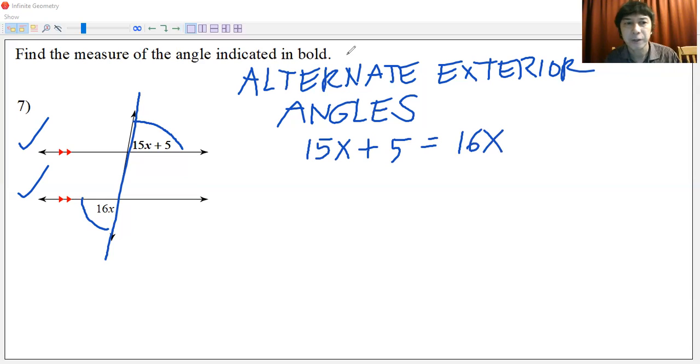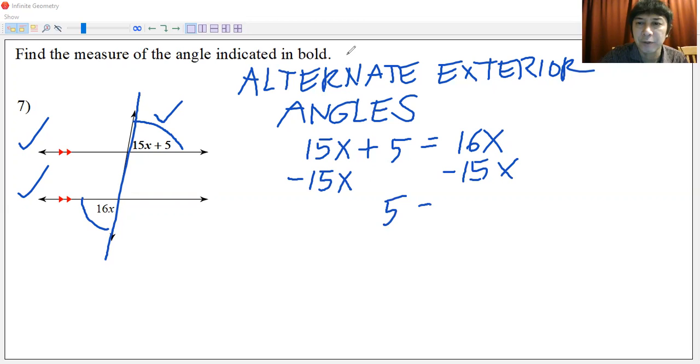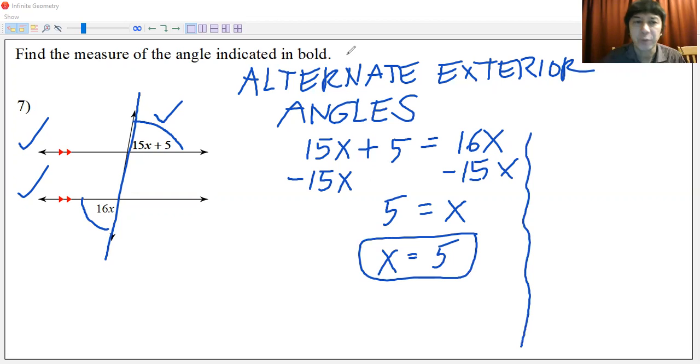And we can solve for x and then solve for this angle here. Okay, so we will subtract the smaller term with x. And we have 5 on the left side. And 16x minus 15x is x. And x happens to be 5. There. But we are not after x. We are after the value of 15x plus 5.